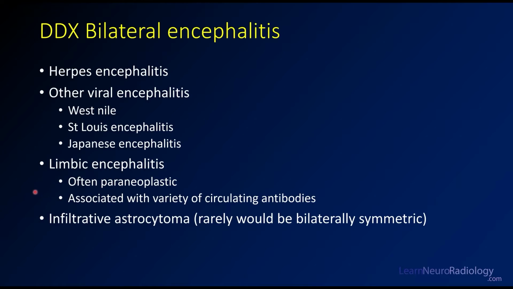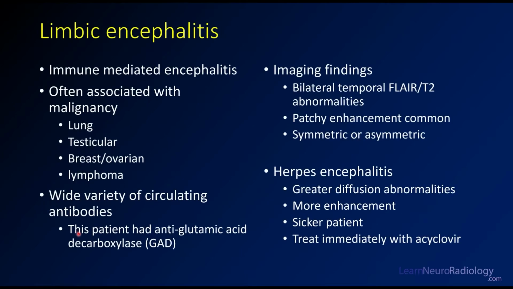Now, limbic encephalitides are often a paraneoplastic syndrome. They're often associated with a variety of circulating antibodies that you can detect in serum. And so that's something to think about as well. You can have an infiltrative astrocytoma that looks like this, but it would be very unusual for it to be so bilaterally symmetric. This is a case of limbic encephalitis. This is an immune-mediated encephalitis, which is often associated with malignancy. It can be associated namely with lung, testicular, breast and ovarian cancer, and lymphoma. This particular patient had an anti-GAD antibody, so that's one of the common antibodies, although there's a long list of those which you have to think about.